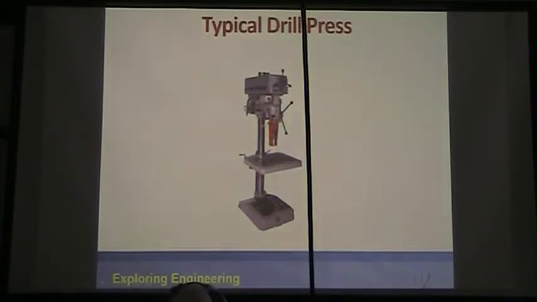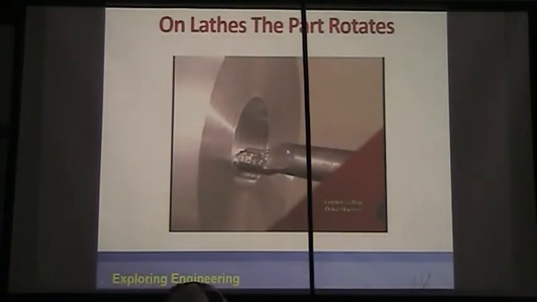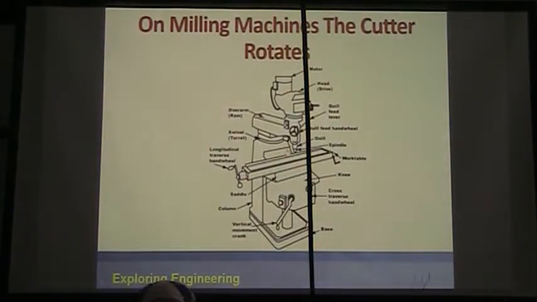The drill bit is turned in the case of a drill press. In the case of a lathe, the part is rotated and we use different tools to remove metal or whatever the substance is. On the milling machine, like the drill press, the mill piece is rotating, but the piece is being traversed. You'll notice here the longitudinal traverse handle, and there's a cross traverse as well.